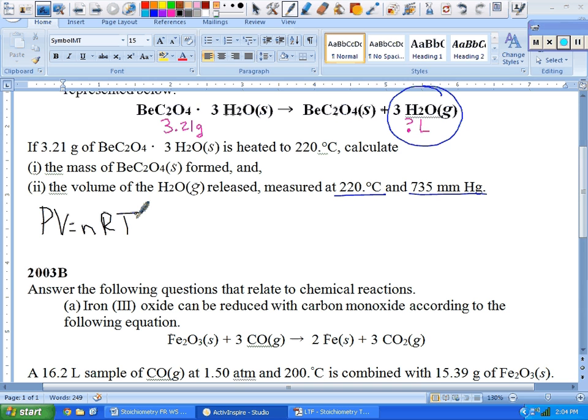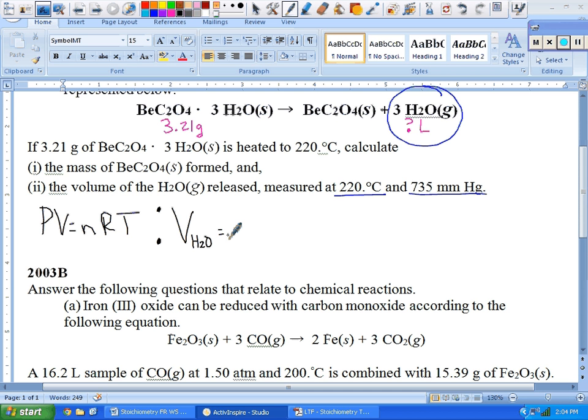Specifically, what are you wanting to get out of PV equals nRT in terms of the values and the variables? You're wanting to get volume. Do you agree that you're wanting the volume of water? Everybody okay with that? That's the question. Volume of water. Rearrange PV equals nRT for V. What would it be? Now, here's the deal. What does n represent? Number of moles.